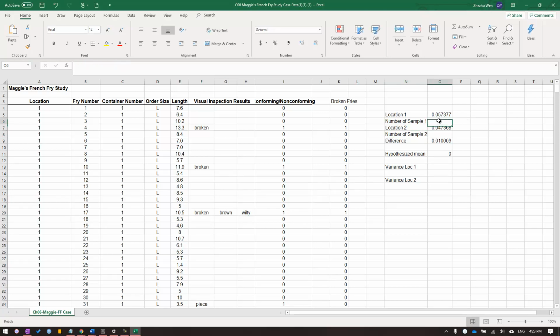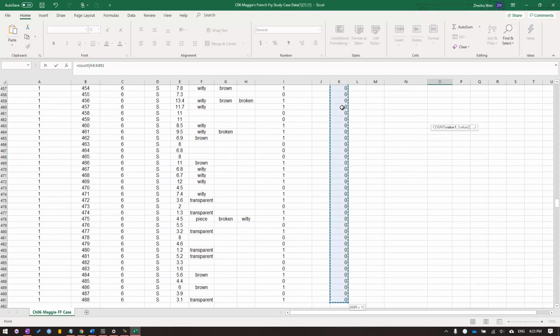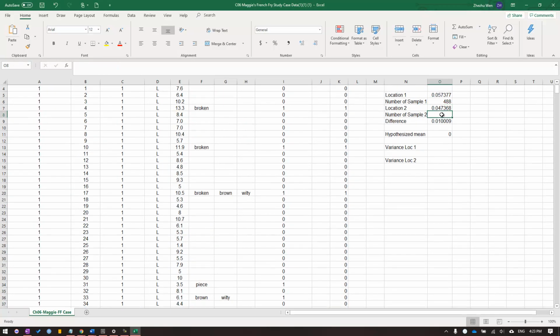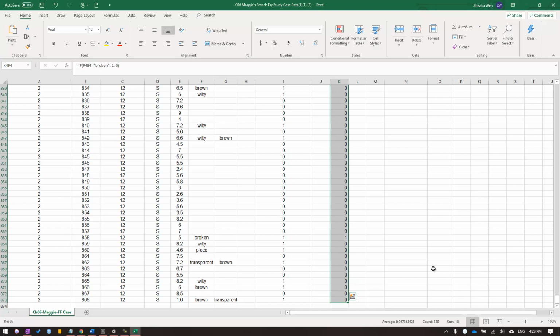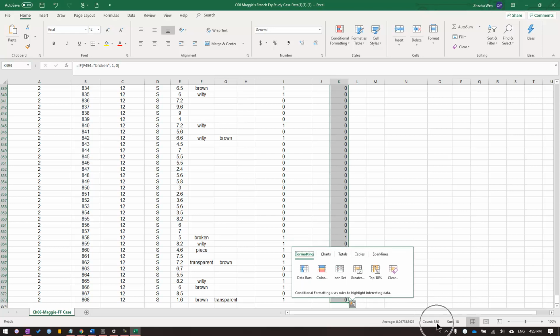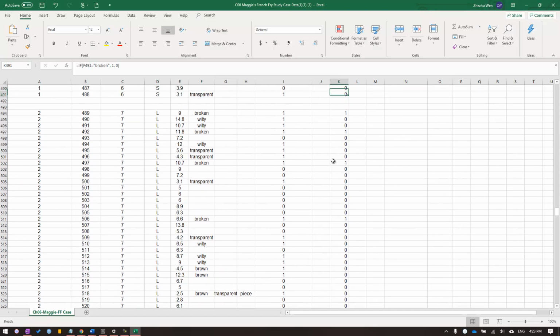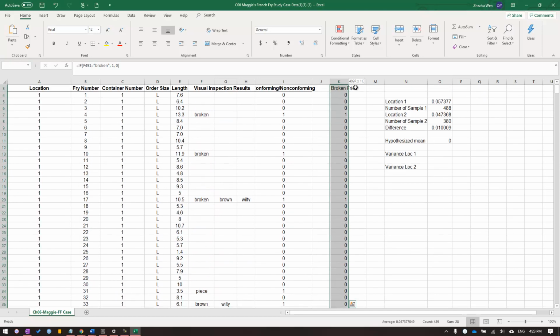So let me just count how many there are, and maybe I can reutilize this value. One group has 380, one group has 488. Let me double check. Yes, this one has 380, as you can see from this part of the screen, and this one has 488. It says 489 because we included the column head, so it's correct.